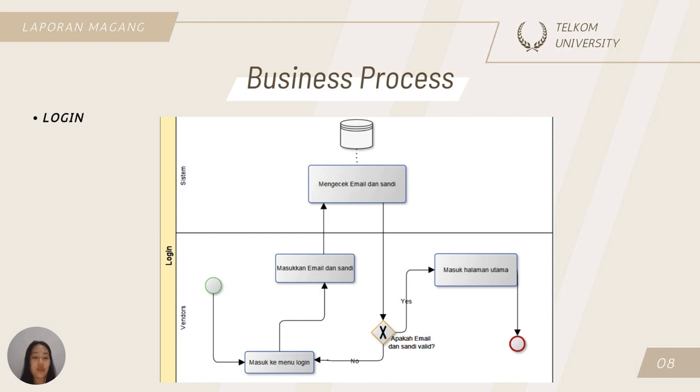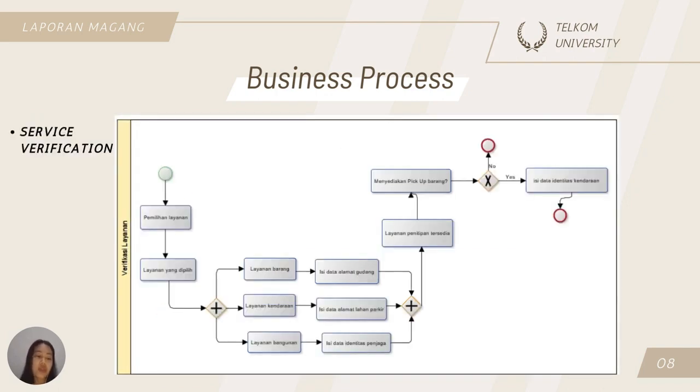And then business process, the first is login. Vendors start by entering the login menu, followed by entering their email and password. The system checks whether the email and password are correct or not. If true, the user will enter the main page. If not, the user will be prompted to enter the correct email and password.